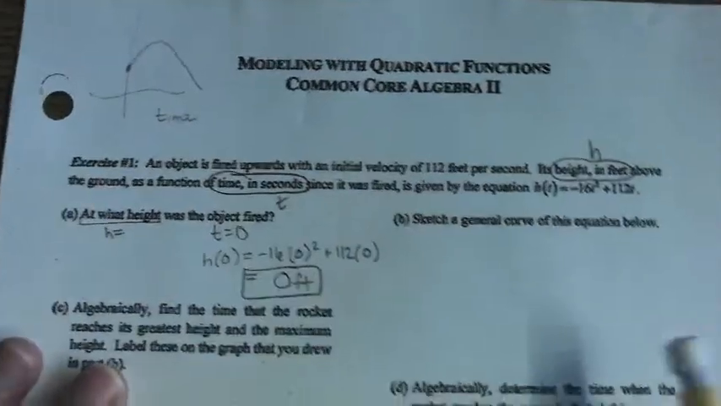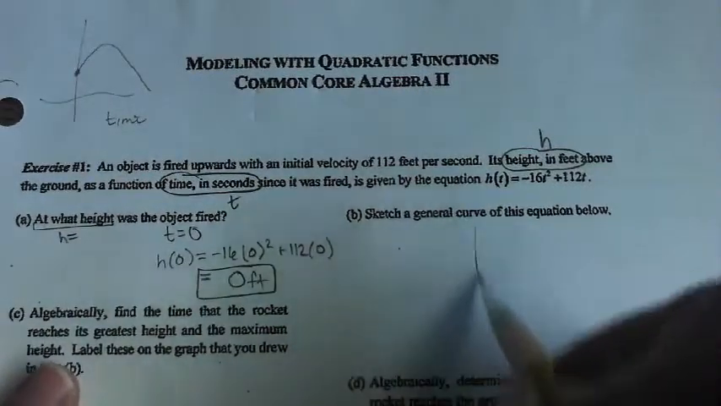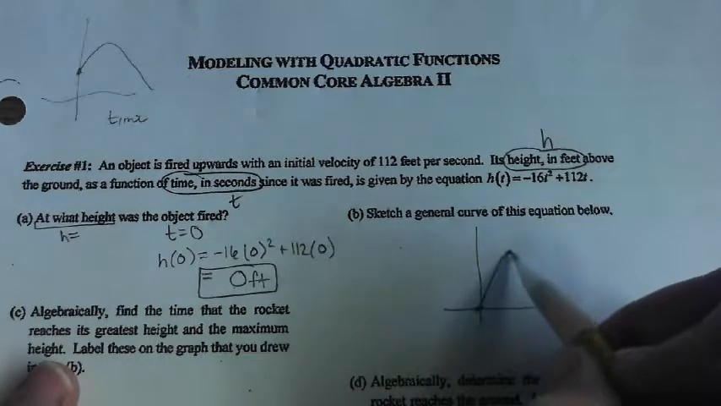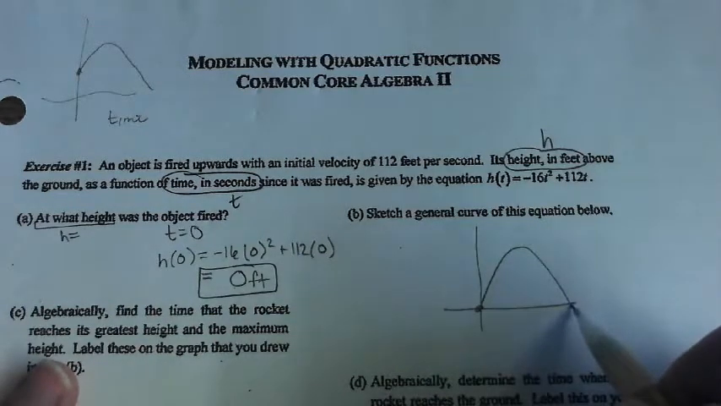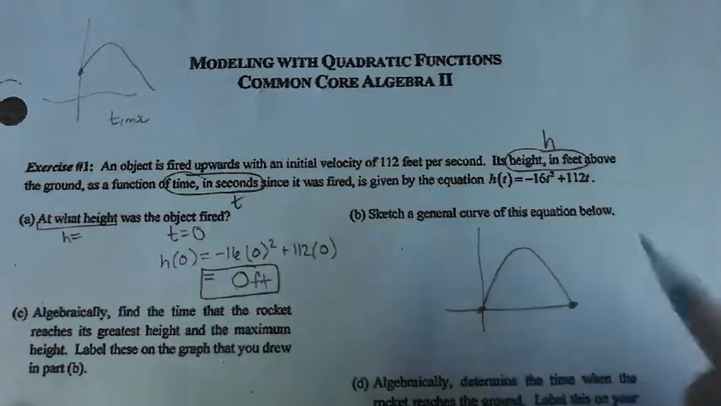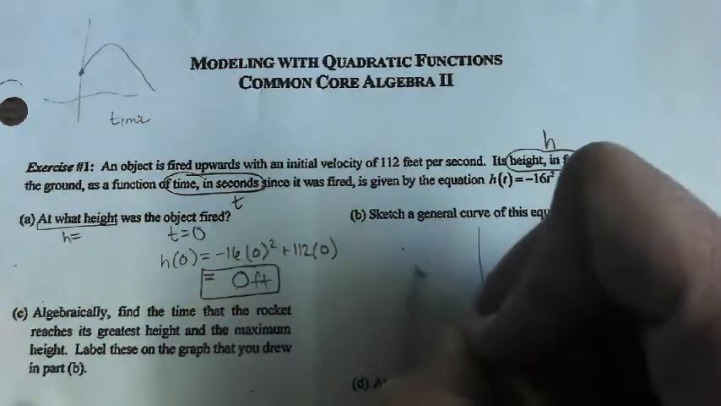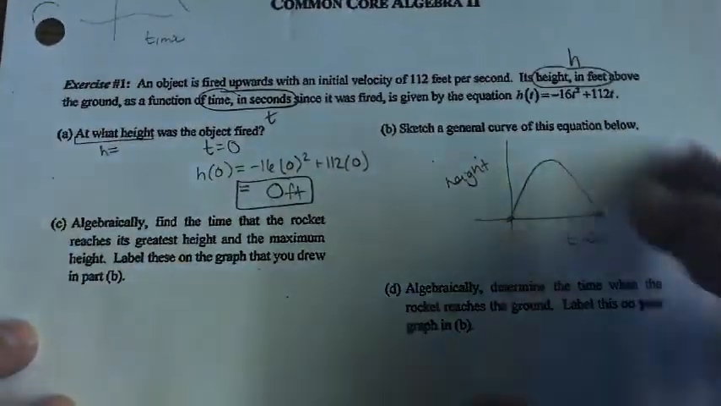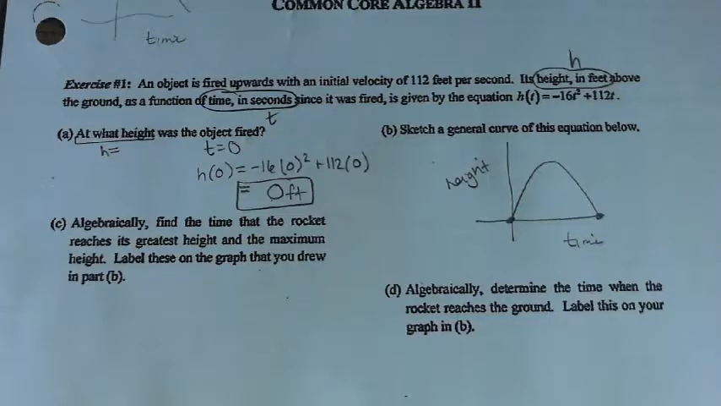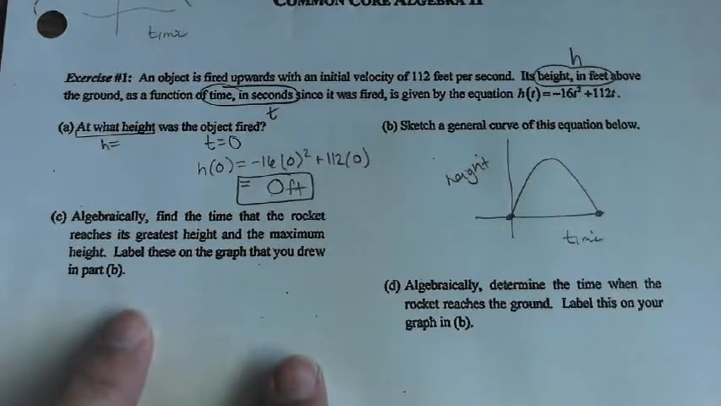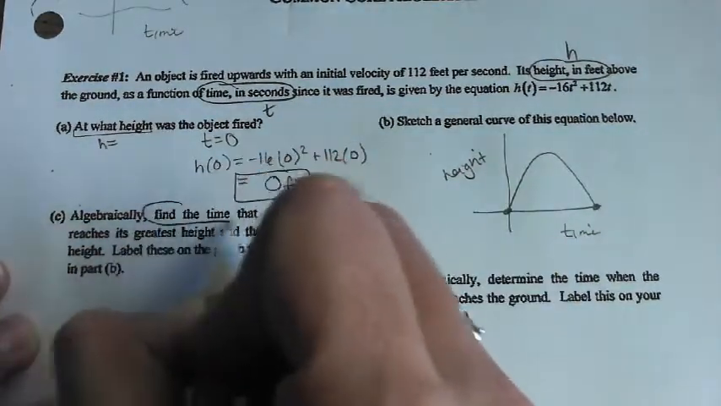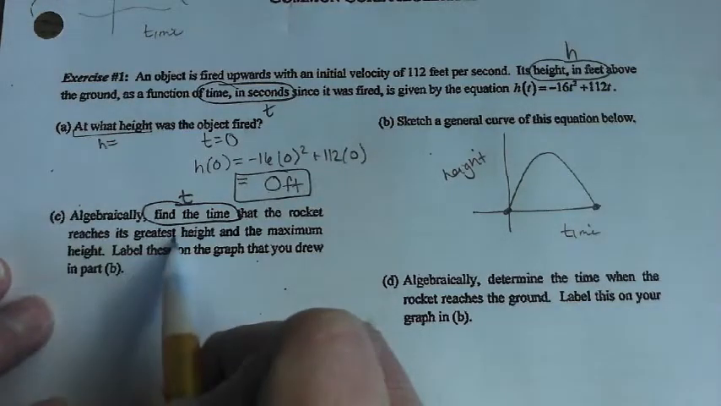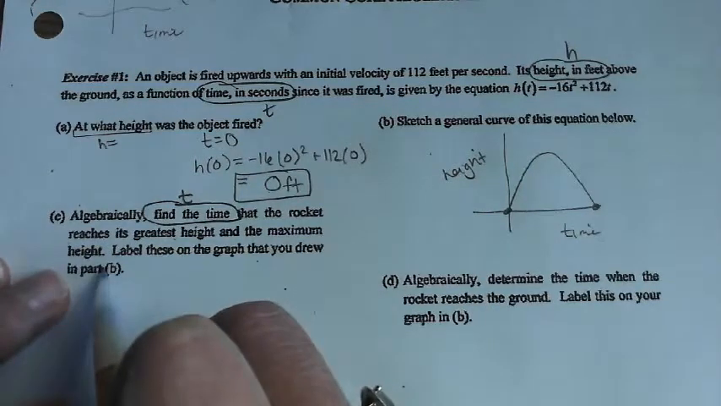Okay? Sketching a curve of this particular one, this one starts on the ground with a height of 0. It's getting fired up, and then it's going to come back down. So this is your time, and this is your height, just to have an image of what's going on. And then part C says to find the time, so we're looking for T again, that the rocket reaches its greatest height, the maximum height.